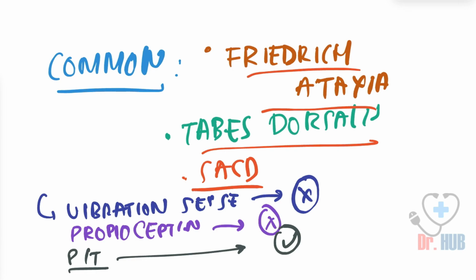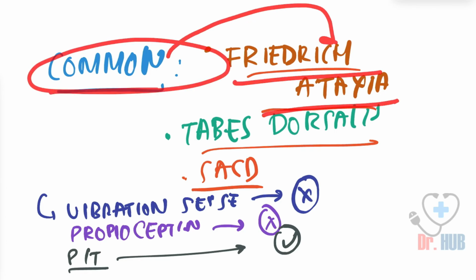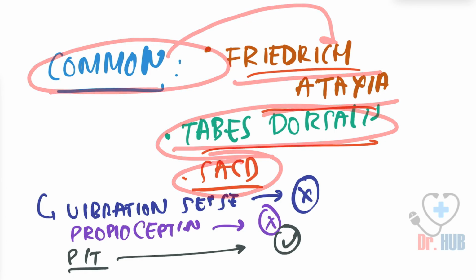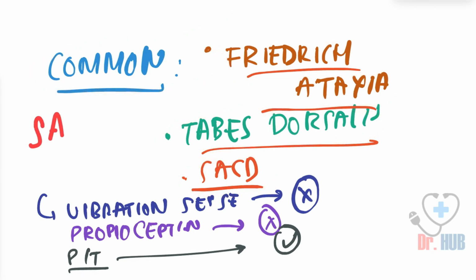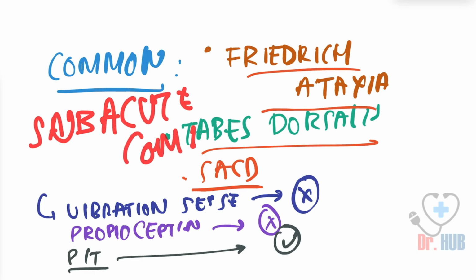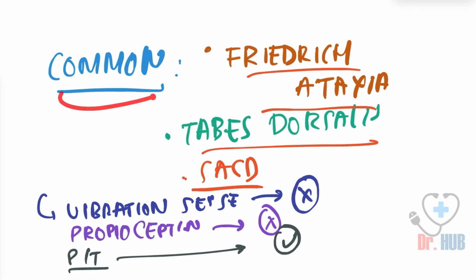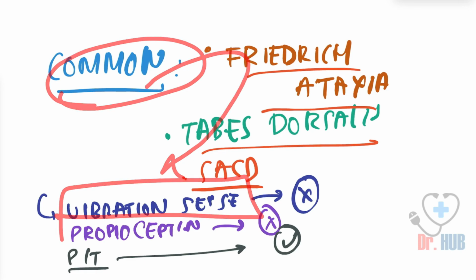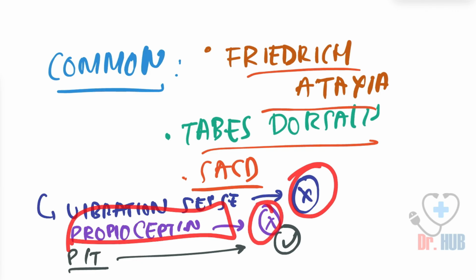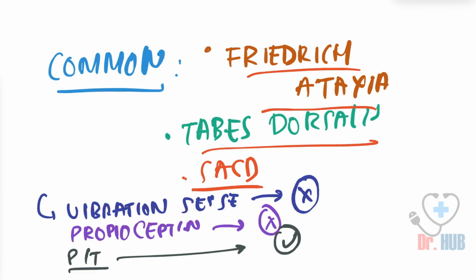Just to recap, the types we are going to deal with are the Friedreich ataxia, the tabes dorsalis and the SACD. What is this SACD? It is subacute combined degeneration. And the common points include the vibration sense, which is absent, the proprioception, which is absent, and when we look at the pain and temperature, it is present.